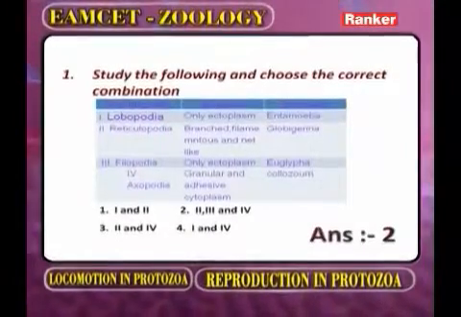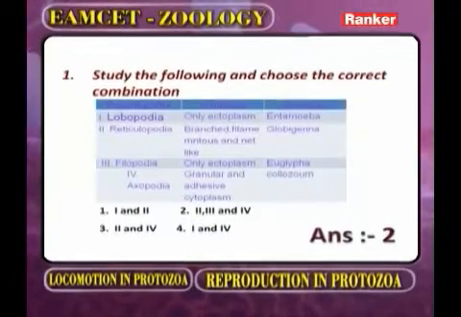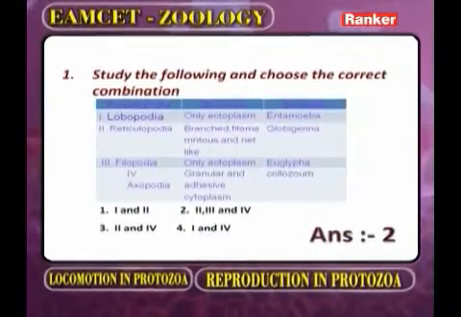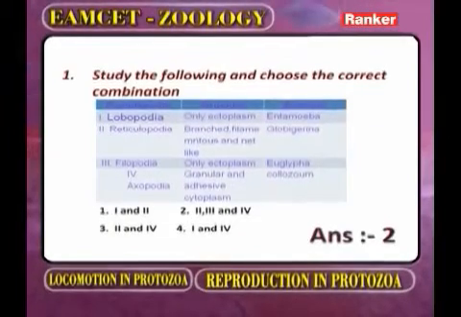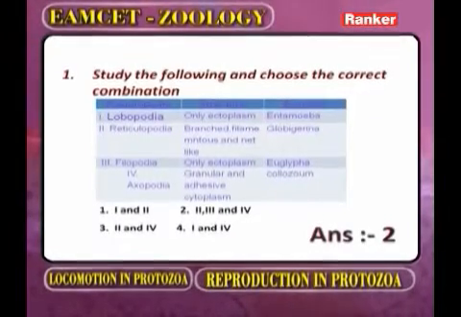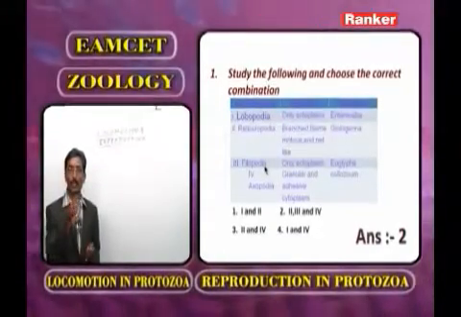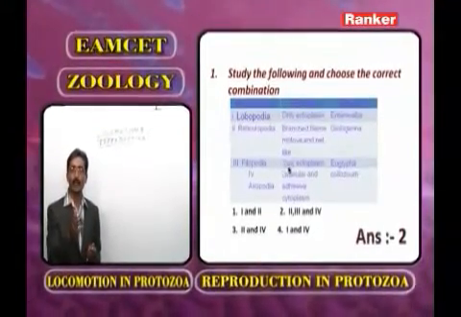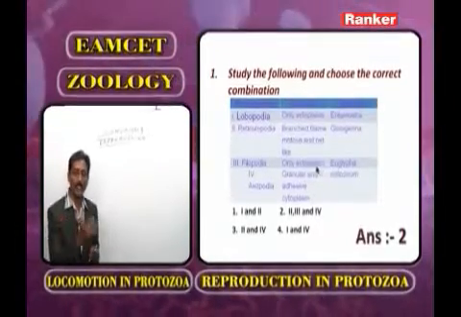What about the reticulopodia? No doubt they are branched, filamentous and net-like. Now the second one is correct. What is the third column example? Globigerina. So the second one is correct. What is the third one? Phylopodia. For the formation of phylopodia, only ectoplasm participates. What are the examples for the phylopodia? Euglypha and Lecythium. So the third one is correct.